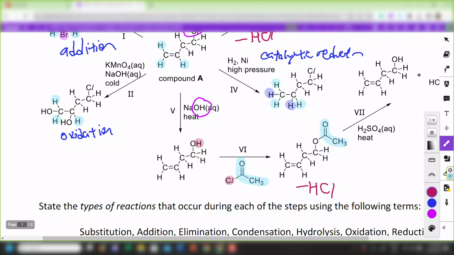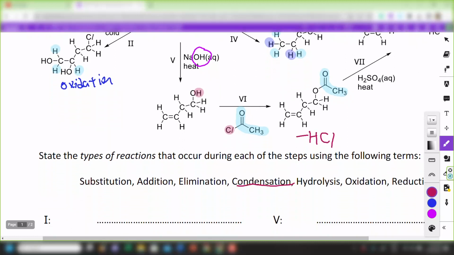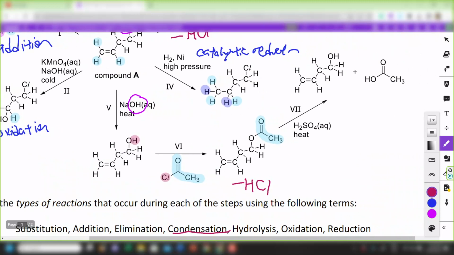This kind of reaction you have met before in secondary school. It is called a condensation reaction. Two combine into one, and in the process it drives out a small molecule. So there's an option here, condensation. This is an example of a condensation reaction.